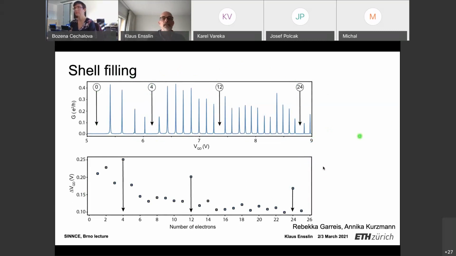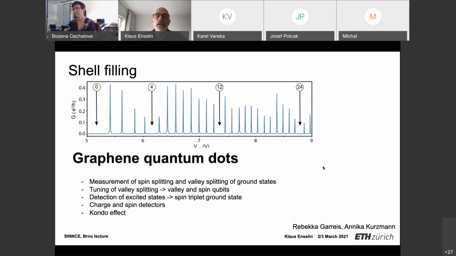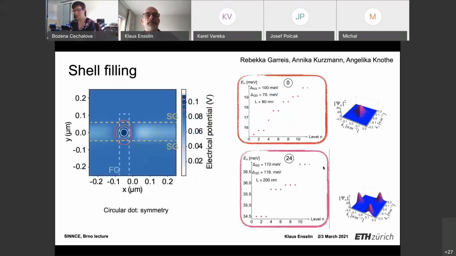So the lower scale plot shows you the distance between peaks. And you see the distance becomes large for the fourth electron, for the 12th, and for the 24th. So that's reminiscent of what you see in the periodic table. But what's going on here? What's going on in graphene? Well, we have another degree of freedom. We have the valley degree of freedom that plays a role. And we have to understand how the orbital states are filled by these electrons.